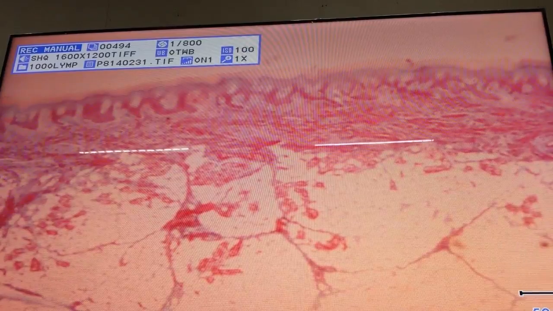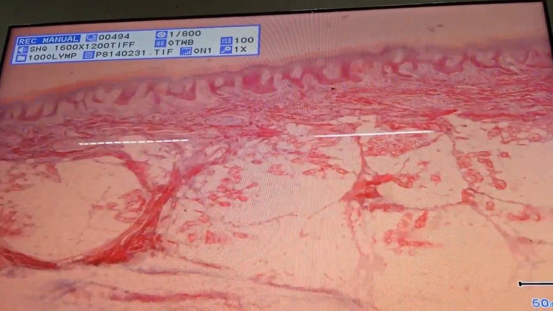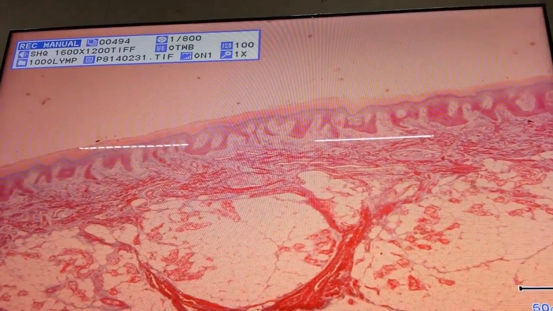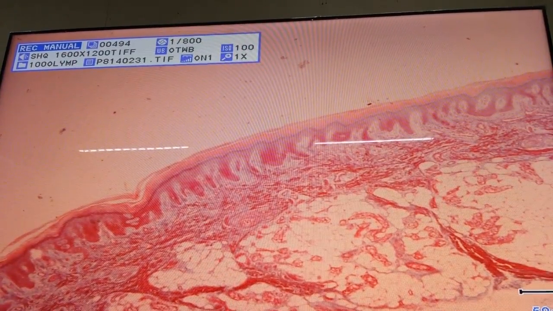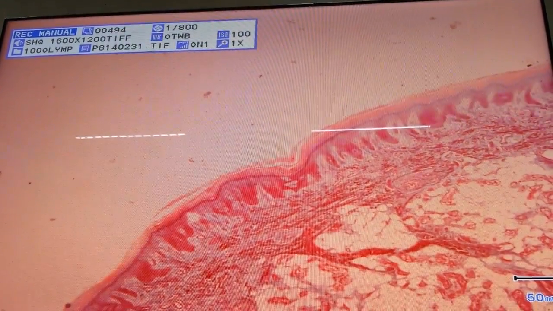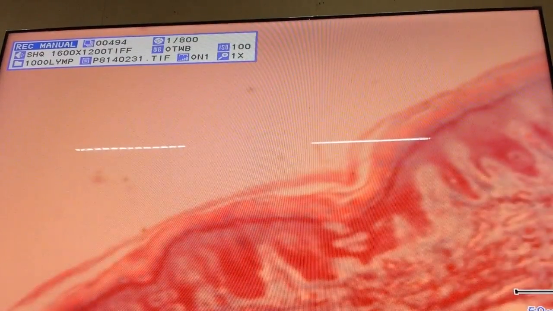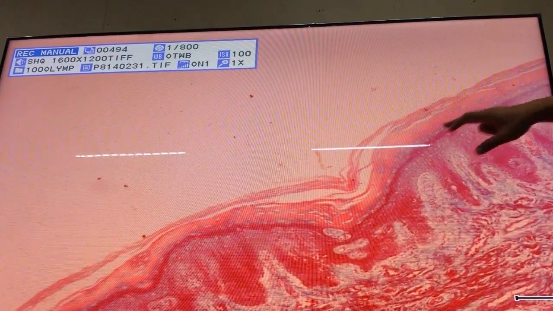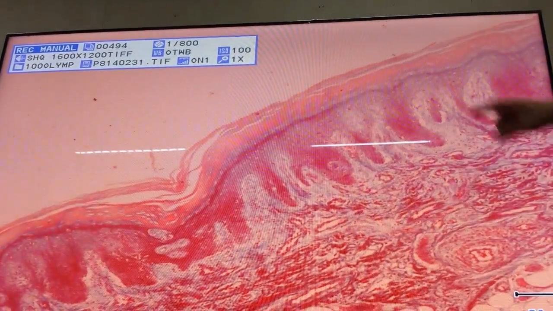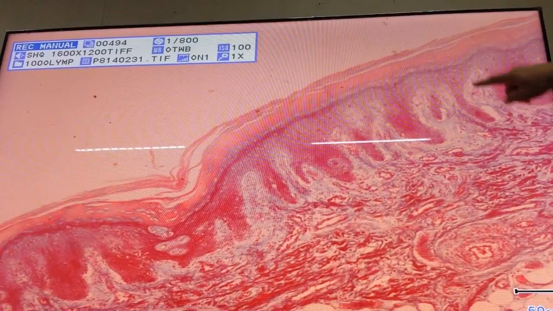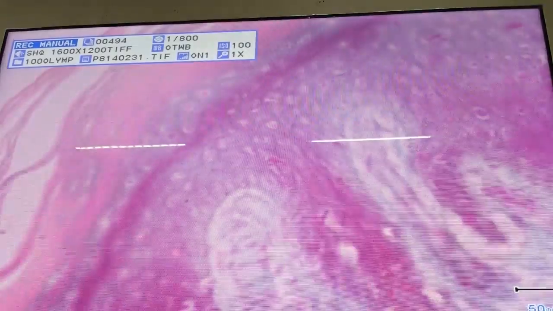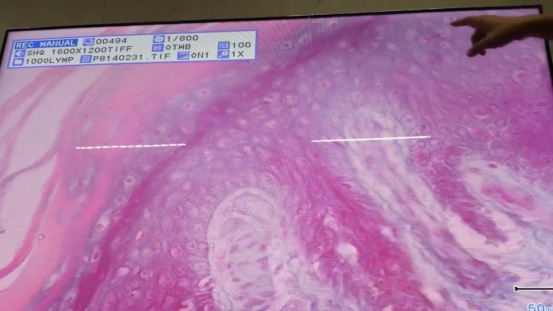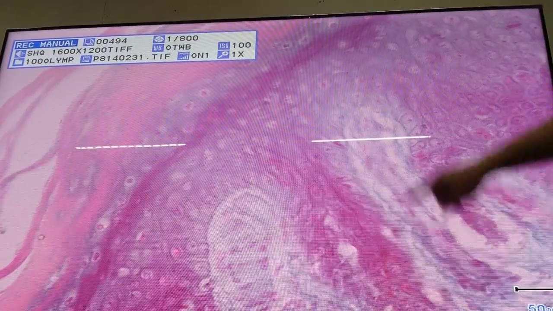And then the last slide is Meissner's corpuscle. The Meissner's corpuscle is a receptor for light touch. So they are seen in the fingers. Where do we look for them? We have the epidermis, the dermis. You call this the rete ridges, and we have the dermal papillae. So you have the epidermis, rete ridges, dermal papillae.